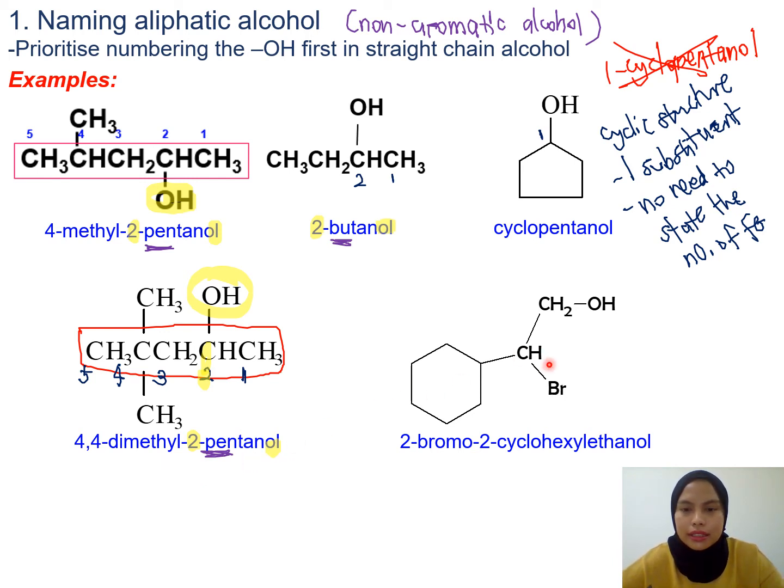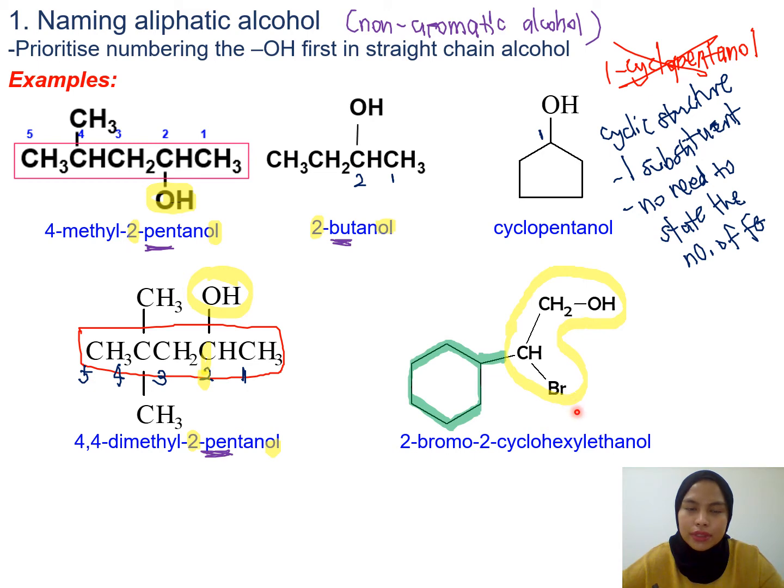Okay, so next, if you look at this molecule, you can see that you ada cyclohexane, and also you ada kat sini, it looks like ethanol pasal ada Br kan. Okay, so sekarang ni you tell me which one is gonna be the parent, the cyclohexane ke this one? Tapi dah ada jawapan pun kan.